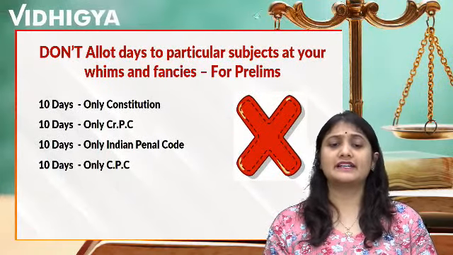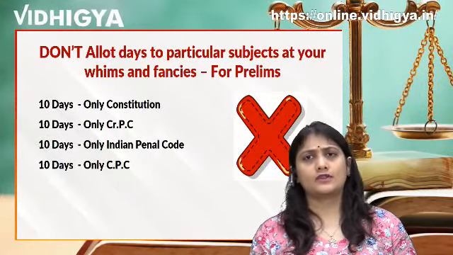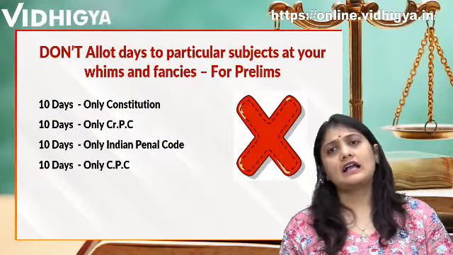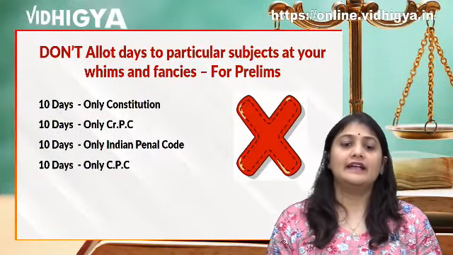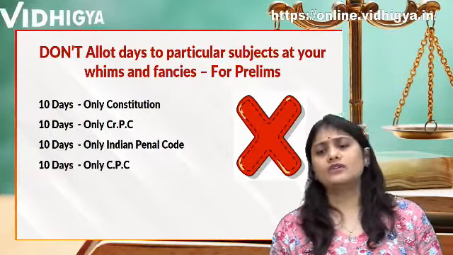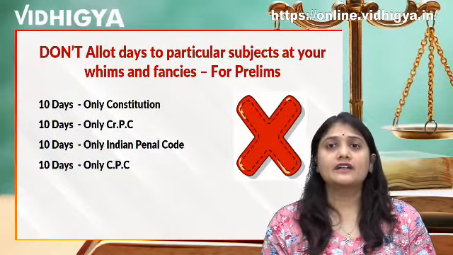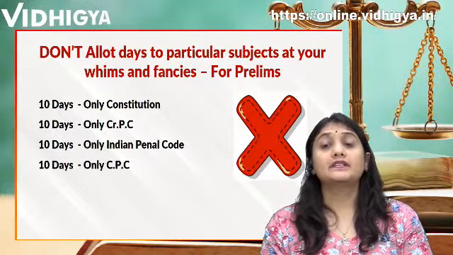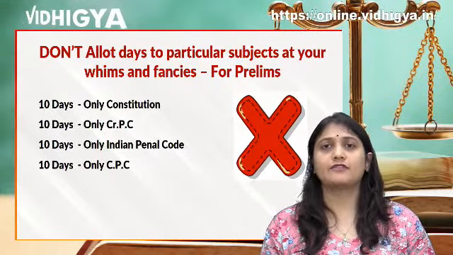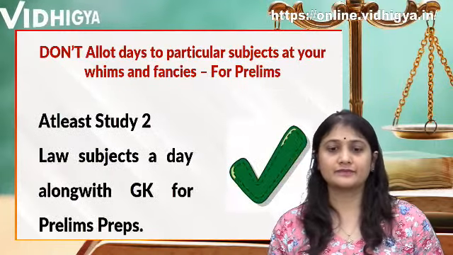What we do is basically, 10 days, I'll study for Constitution. Next 10 days, I'll study for Criminal Procedure Code. Next 10 days, I'll only study Indian Penal Code. And the next 10 days, I'll only study Civil Procedure Code. This 10 days never end. You cannot complete it. So, what should be the perfect strategy that you should have for clearing your prelims examination?